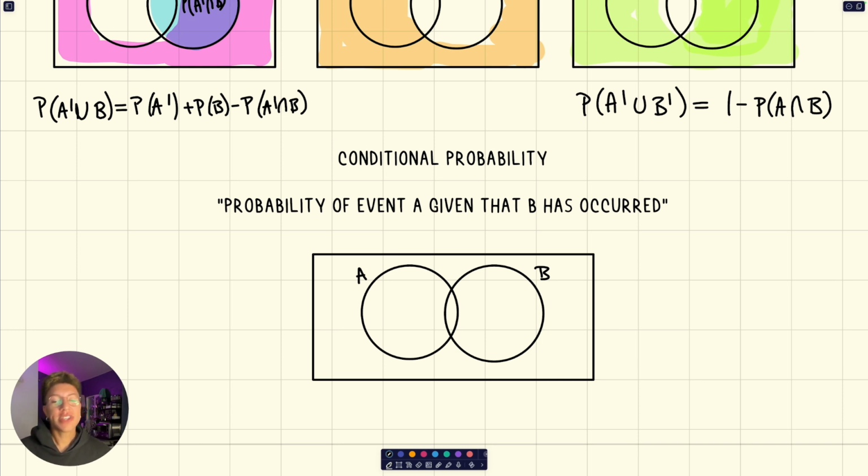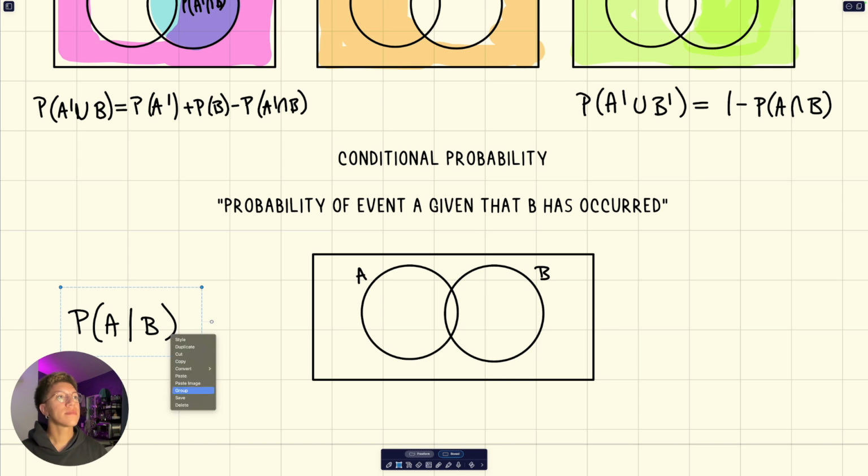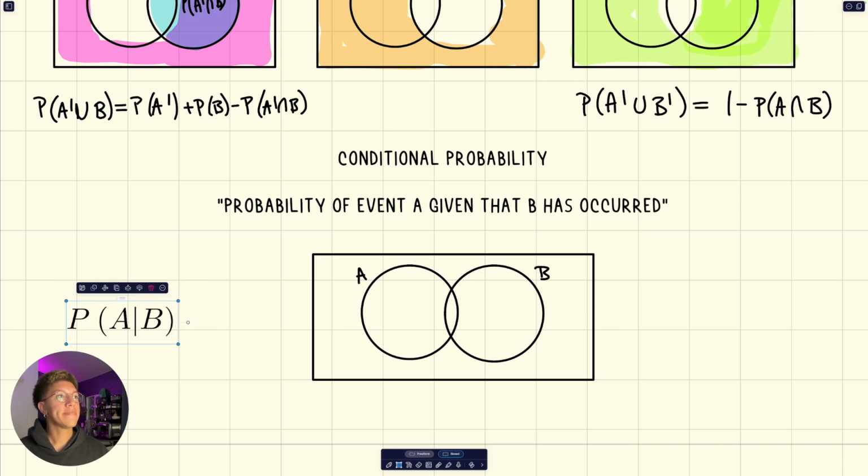We should introduce our notation. Conditional probability can be written in this way: the probability of A, and then we use this vertical bar, given B. So this is our notation for conditional probability, the probability of A given B.